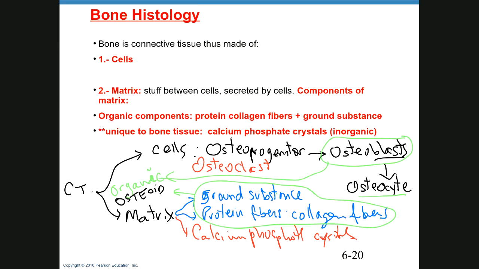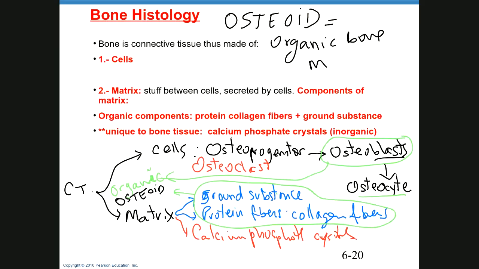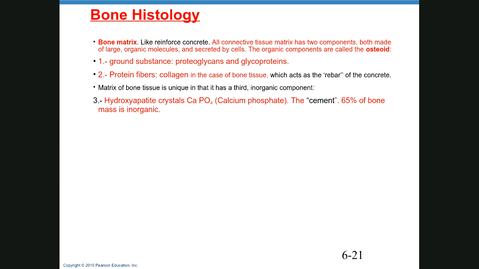So there are a lot of osteo words in this chapter that have to be kept straight. The osteoid is the organic component of the bone matrix: the ground substance and the protein fibers. Now, the calcium phosphate crystals are inorganic, and they cannot be made by cells. They have to be eaten, so we get them from the food. So you should be able to distinguish between the inorganic component of the bone matrix and the organic component of the bone matrix secreted by the osteoblasts, which is called the osteoid. So those are the three components of the bone matrix.